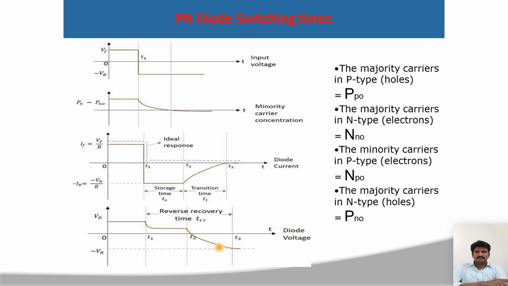Let me consider here the reverse recovery time, the time taken by the diode to go from forward bias to reverse bias. You see this is the forward voltage you applied, and this is the negative voltage you applied. Corresponding to that, here is the voltage across the diode, and all these things.